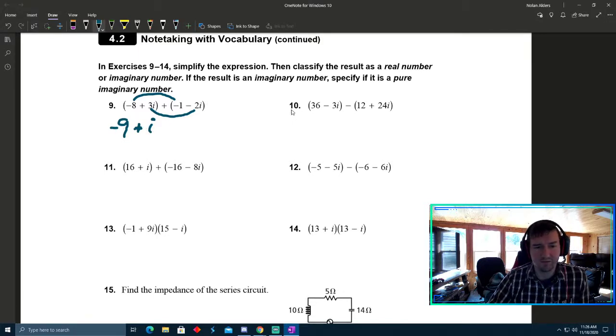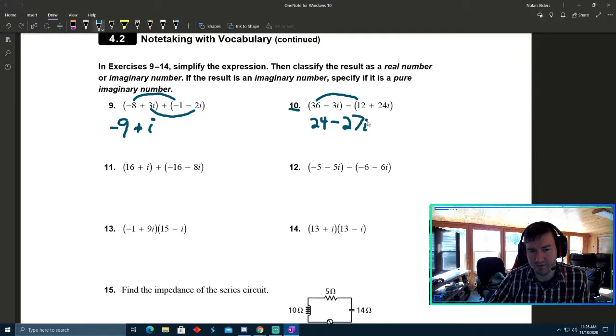All right, let's look at number 10. With number 10, we're subtracting two complex numbers, so we can subtract the real numbers. 36 minus 12 is 24. And then we can subtract the i's. So negative 3 minus 24 would be negative 27i.